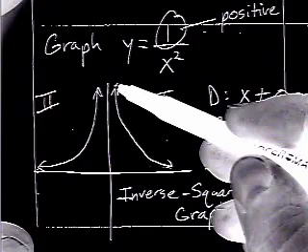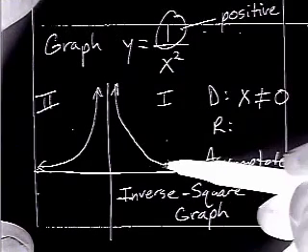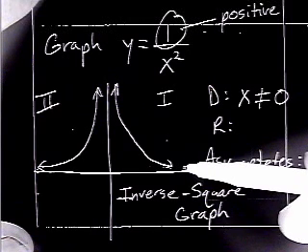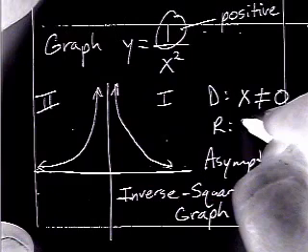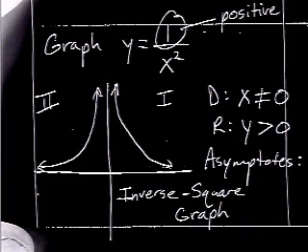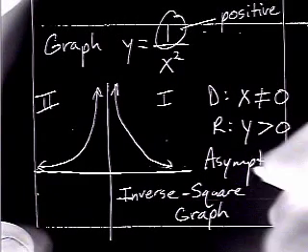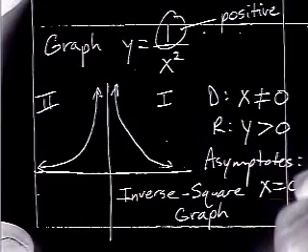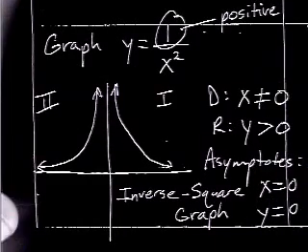What about the range? Well, it looks like it's all these positive numbers, but then it gets closer and closer to the y or the x-axis, but it never comes to 0. So this is y is greater than 0. And the asymptotes are still x equals 0 and y equals 0.